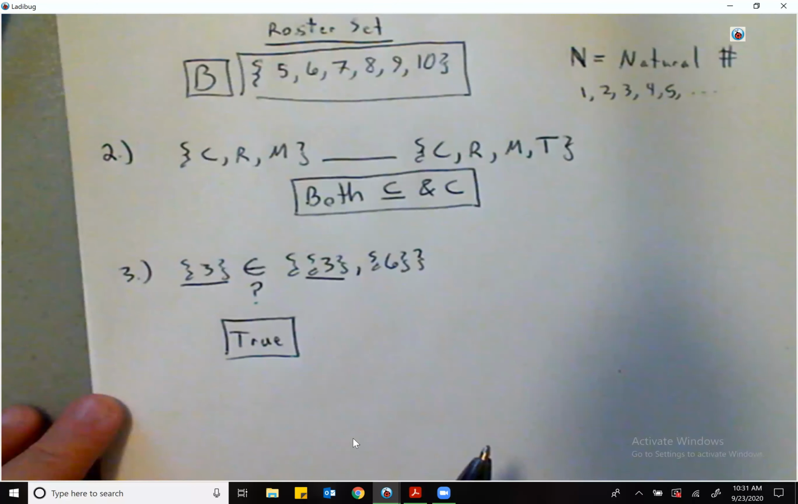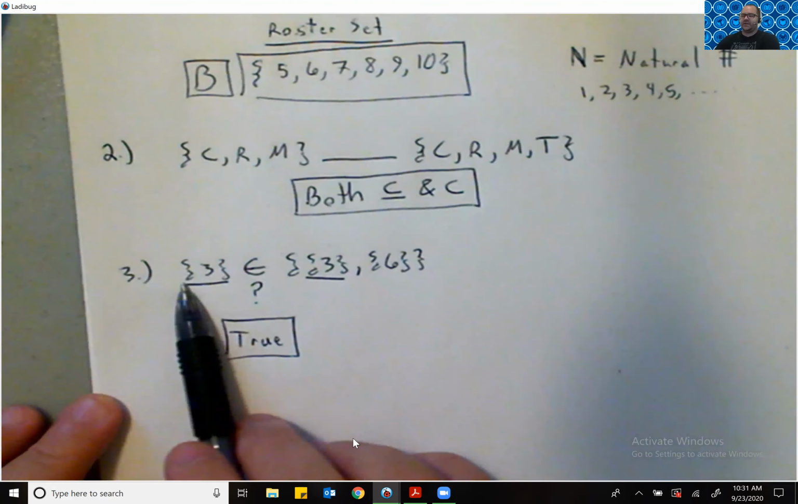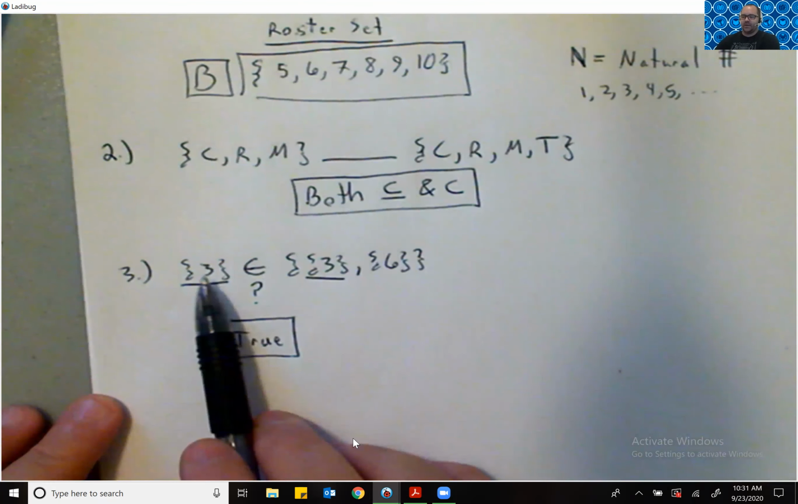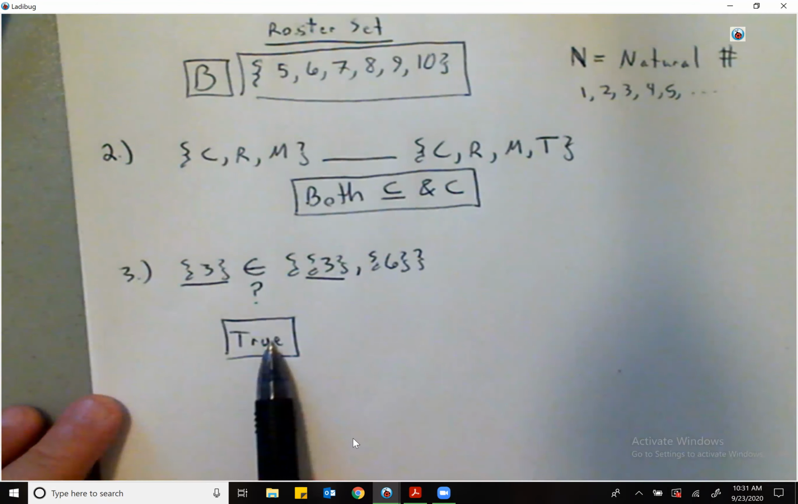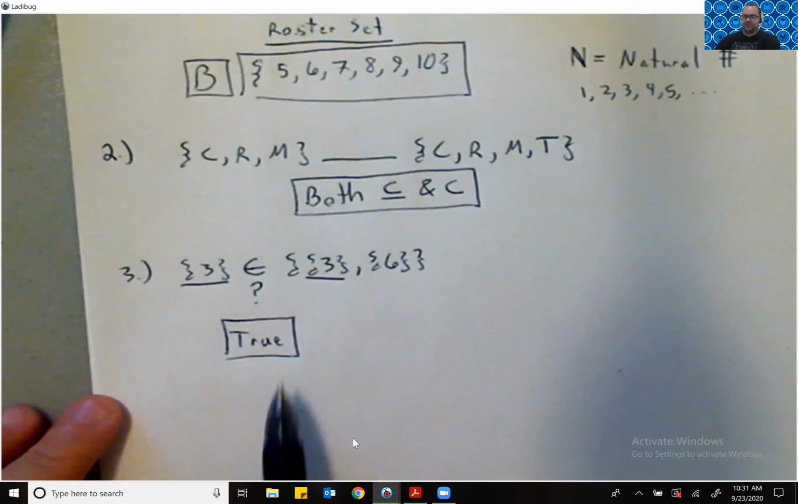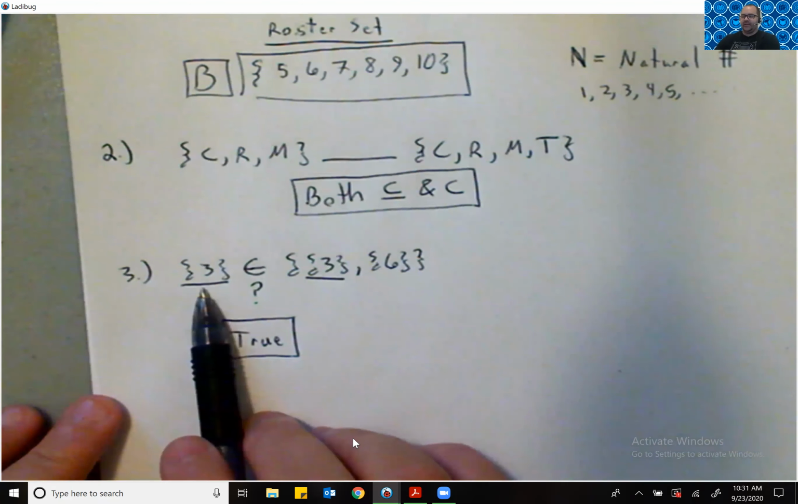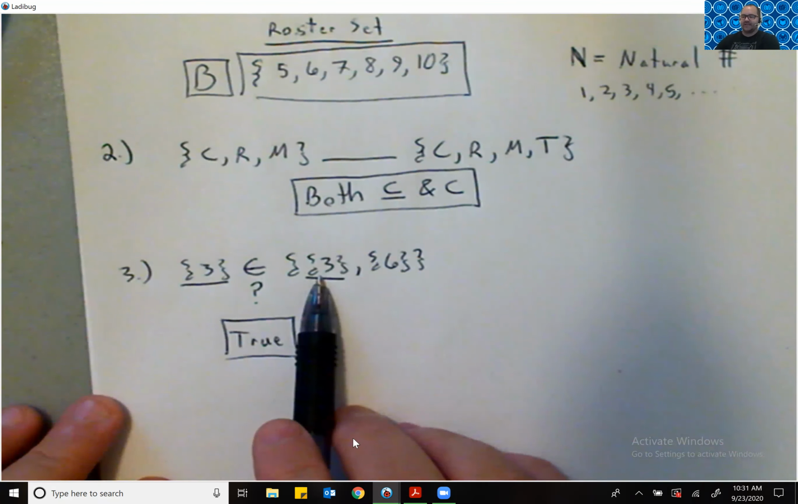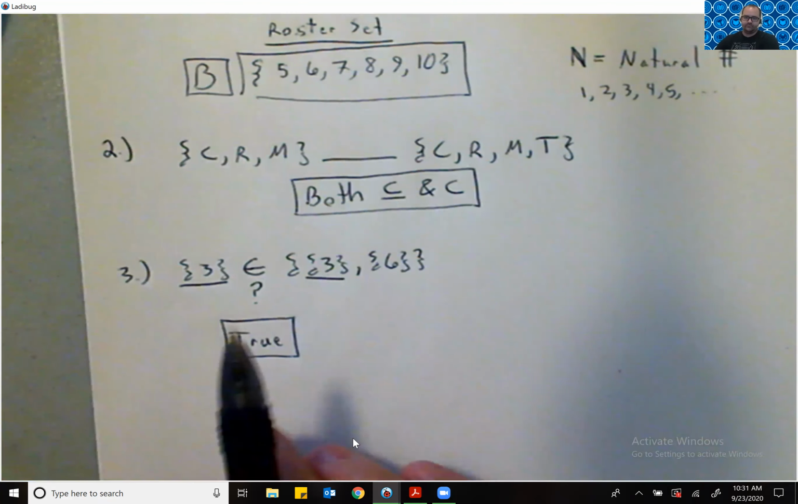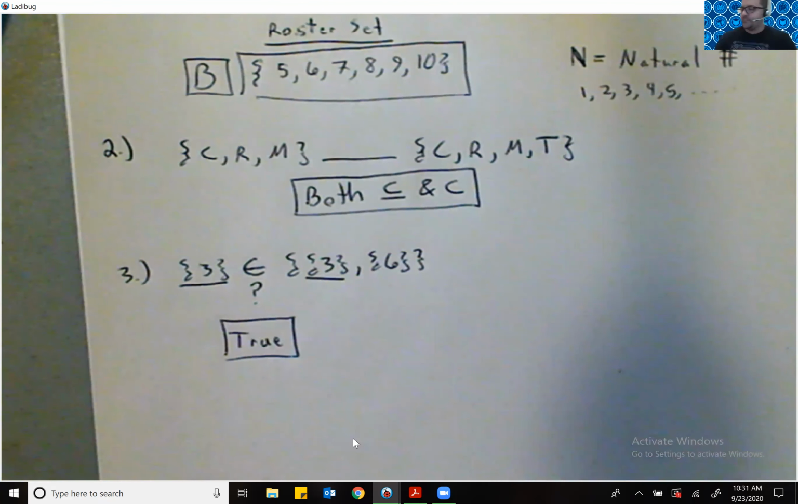Pretend like the set notation here is not there and it's just the number 3. Would this still be true? No, it would be false. Correct. Because that would just be the number 3. And in here, this is what we call the set 3. It's not the same. Good. All right, moving on.